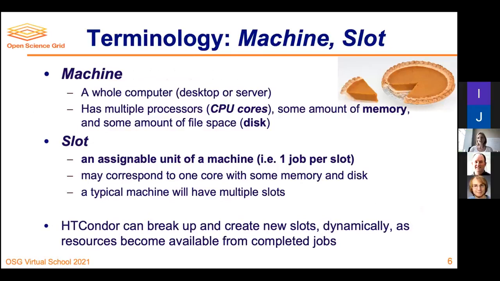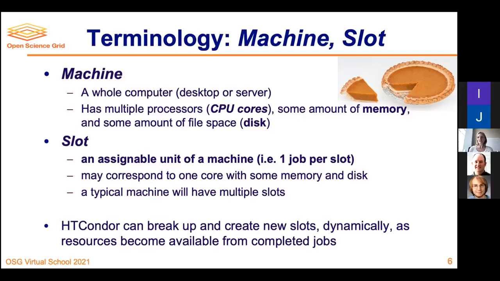Some more terminology. So we talked about jobs. On the other side, Condor thinks about machines, which are whole computers like a desktop or a server that each typically have multiple processors, some amount of memory and file space. And then Condor divides those up into slots, or basically an assignable unit of a machine. Generally, one job matches to one slot, and a slot may consist of one or more cores with some amount of memory or disk that can be a portion of what is represented on the entire machine. So each machine will have multiple slots.